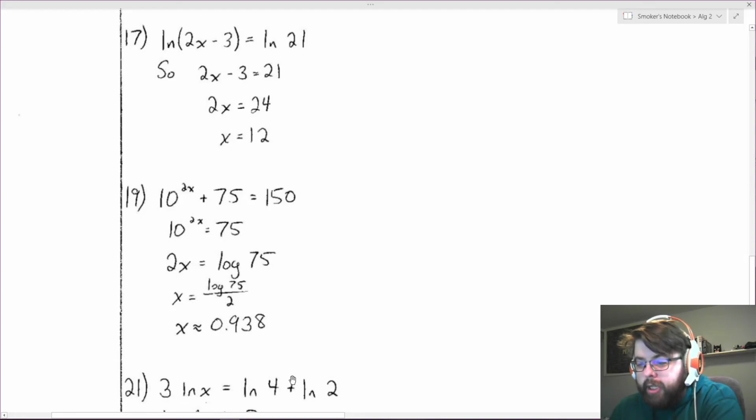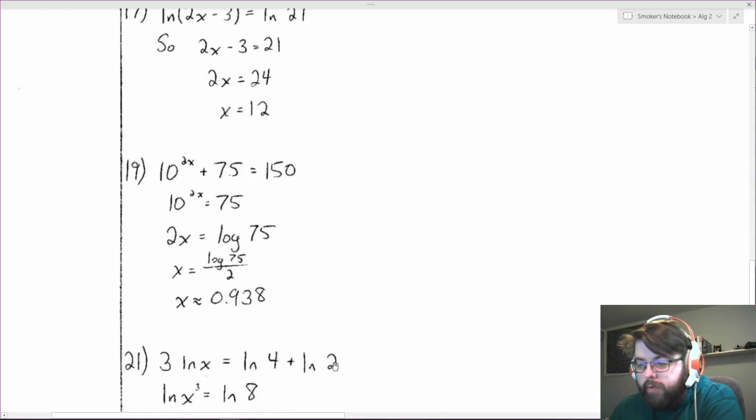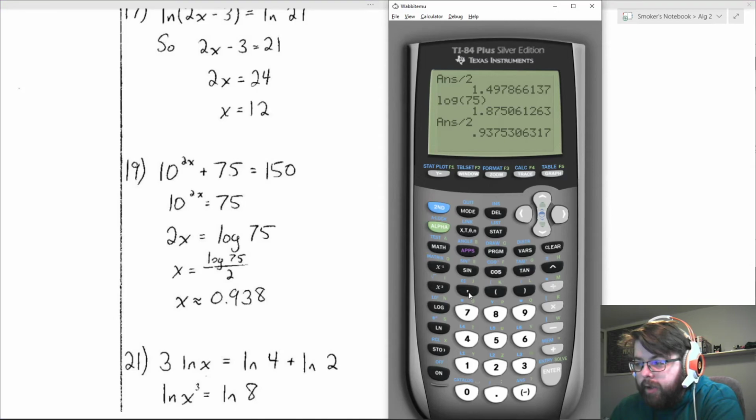And then the addition, the product property: I have 2 logs separated by a plus. I can make that 1 log and multiply the stuff inside. So 4 times 2. So ln of 4 plus ln of 2 is equal to ln of 8. Okay, ln of 4 plus ln of 2 is that decimal value, the same thing as ln of 8.